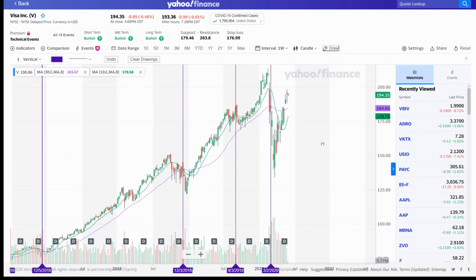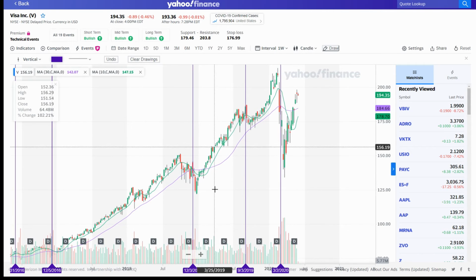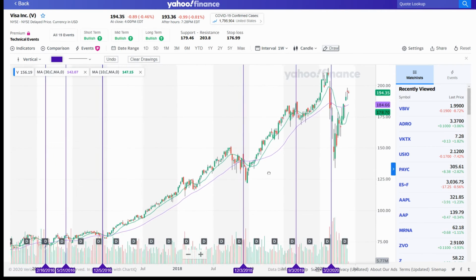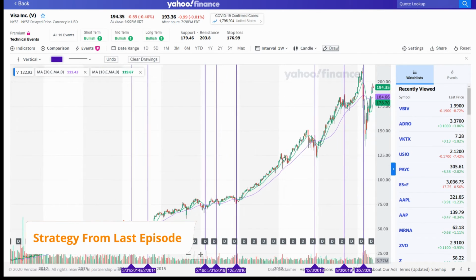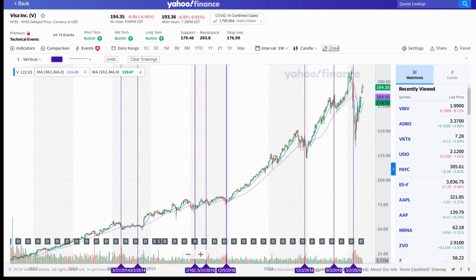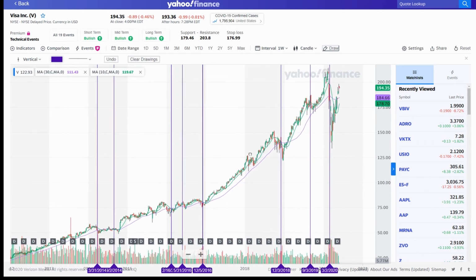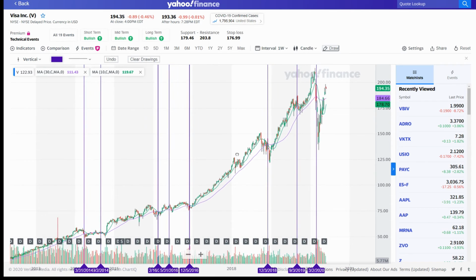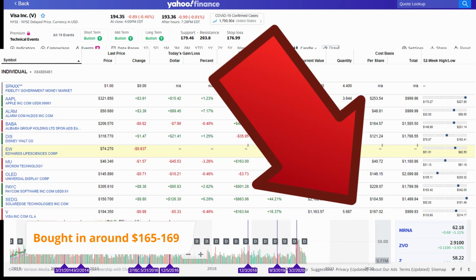Again, I marked 7 areas here that you could possibly have gotten into. There are actually more than 7, but I marked the 7 highest probability positions that most likely would have gone back to the trend and in our favor. Combining the last strategy that we learned with this one, this is actually one of the strategies I used to get into Visa today.